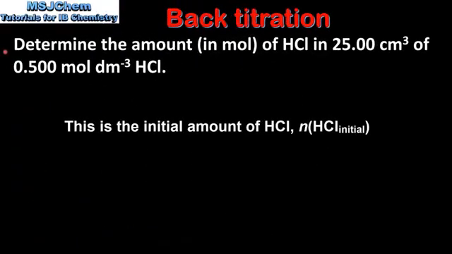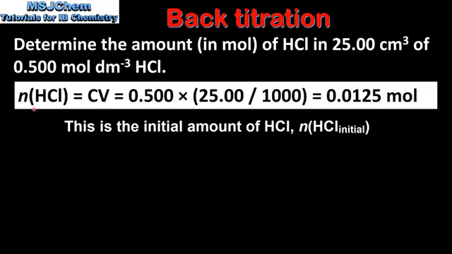The first step is to determine the amount in moles of hydrochloric acid in 25 cm³ of 0.5 mol/dm³ HCl. To do this, we use the equation n = CV, where n is amount in moles, C is concentration, and V is volume in dm³. So we have 0.5 times 25 divided by 1000. We divide by 1000 to convert from cm³ to dm³, which gives us 0.0125 moles.